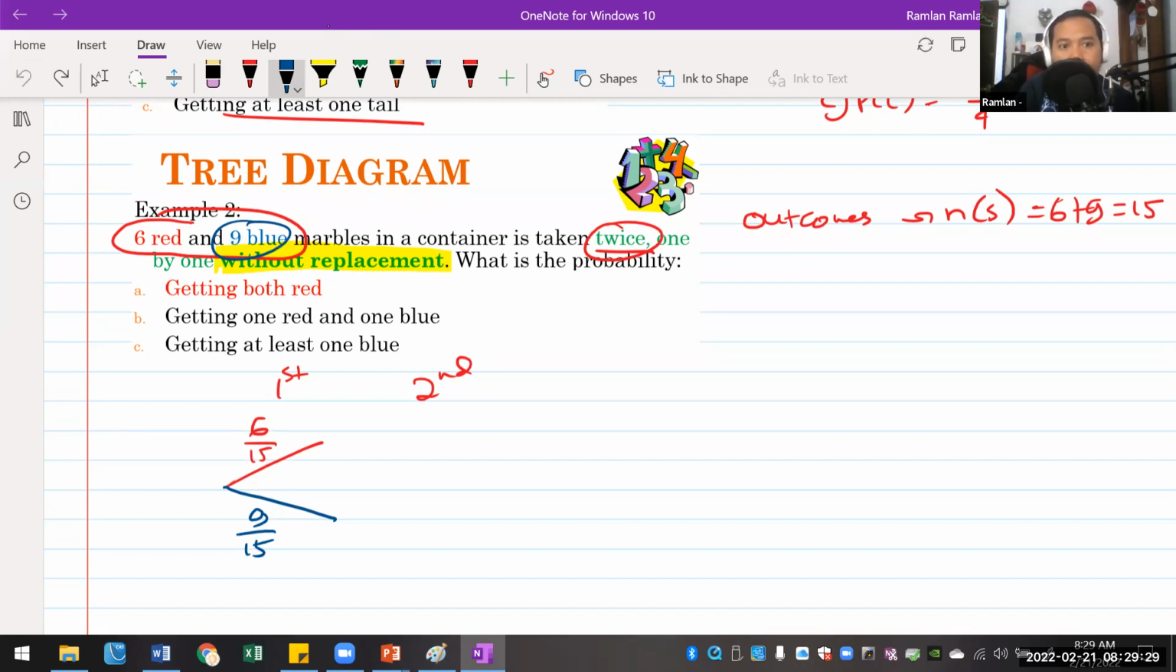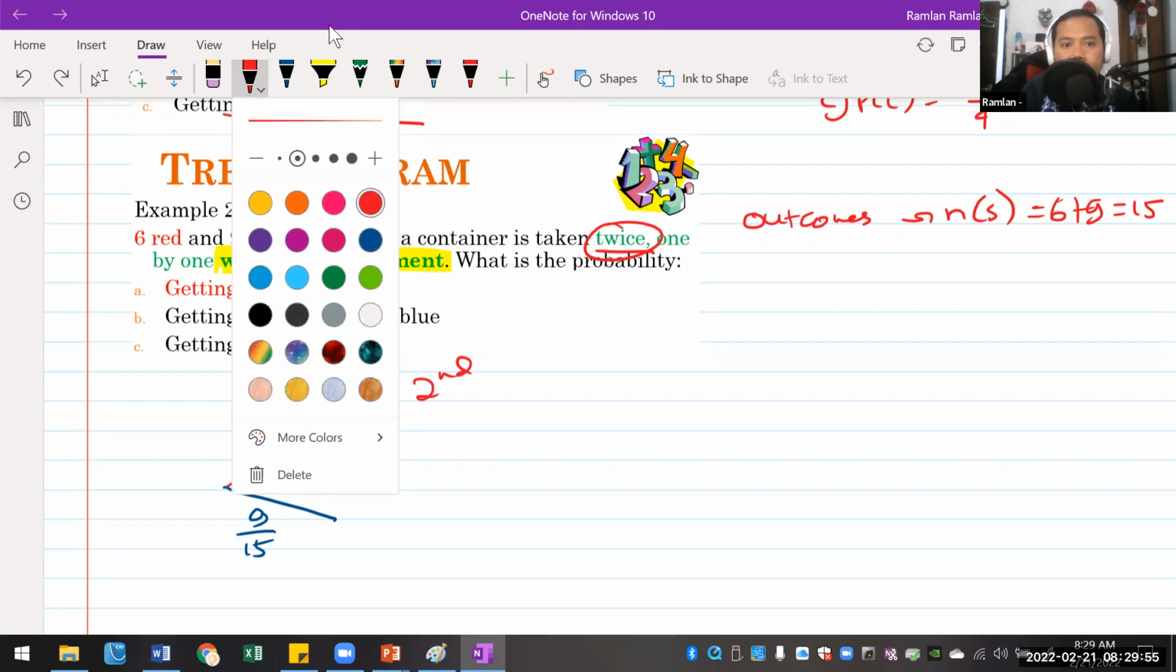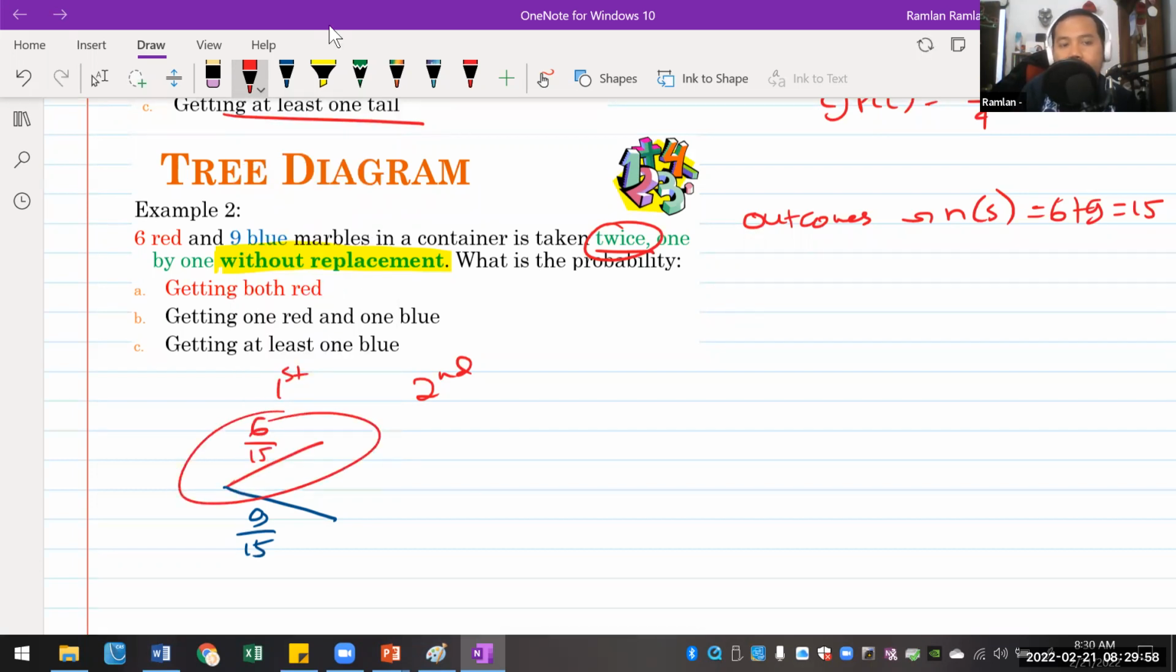For the second one, be very careful. If you don't have this phrase saying that you replace it again, the denominator will still be 15. But this time, because you didn't put it back, you reduce the marbles by 1. So it depends on the case in here. Let's assume that the first marble is red. The second time you take it, it can be red, and it can also be blue. So what is the probability that we will get a red?